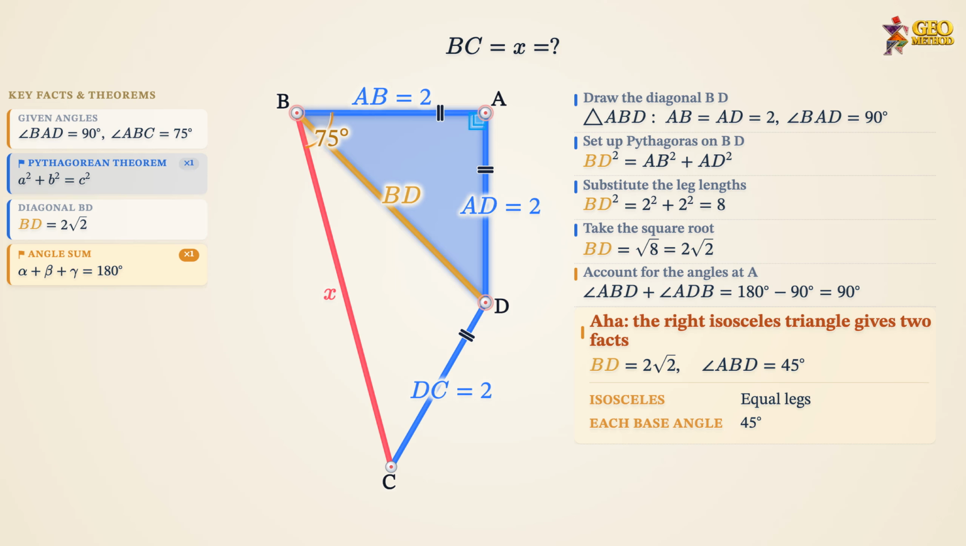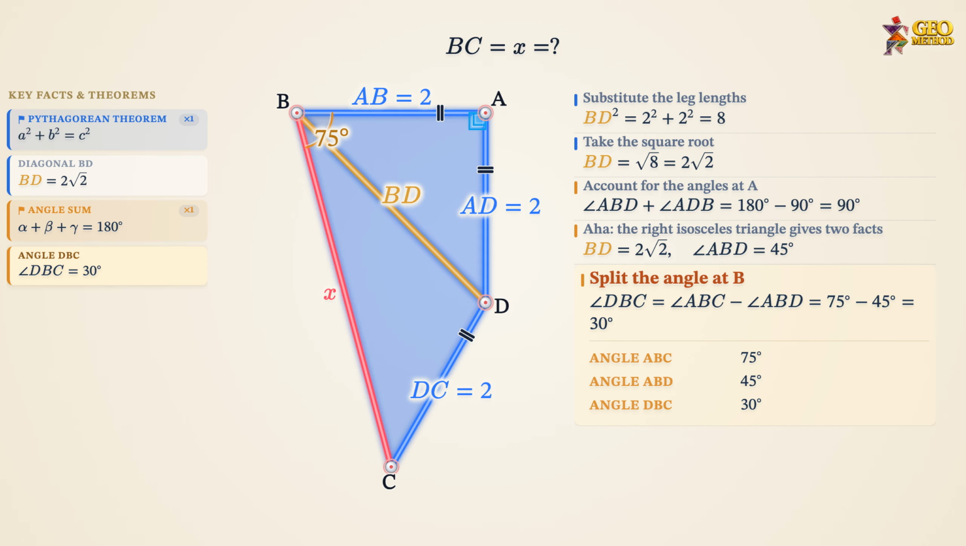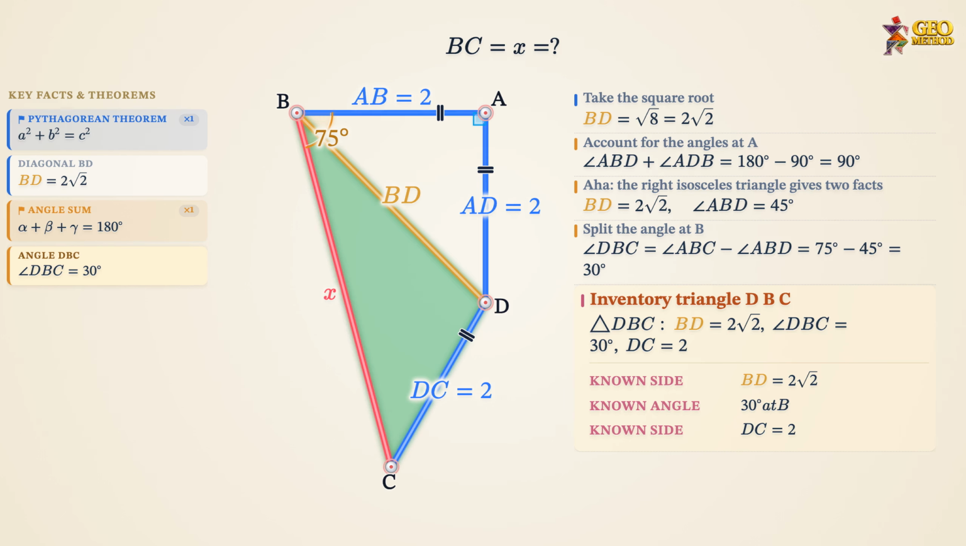The 75-degree corner at B is built from angle ABD plus angle DBC. Subtracting the 45 we found leaves angle DBC equal to 30 degrees, and that angle lives in the triangle, holding our unknown. Now turn to triangle DBC. We know the side BD, the 30-degree angle at B, and the side DC. But segment BC is slanted, so we cannot read it off directly. A height will straighten things out.